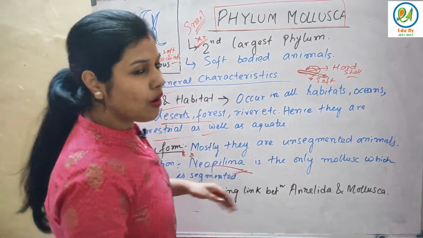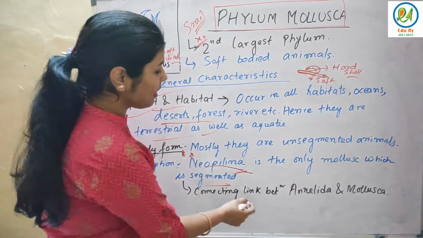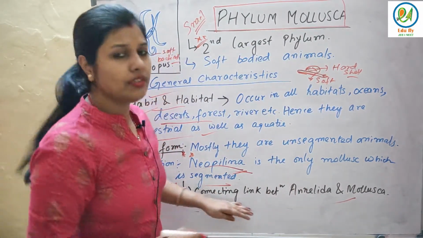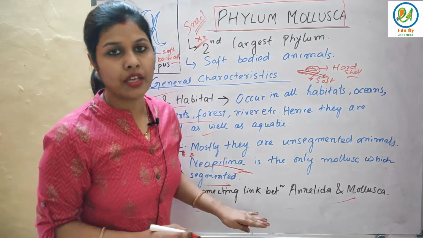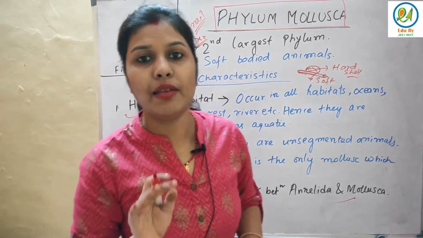So Neopilina is the only mollusk which is segmented. And this is the connecting link between Annelida and Mollusca. This is also very important because questions have come from it many times. So remember that Neopilina is the connecting link between Annelida and Mollusca.